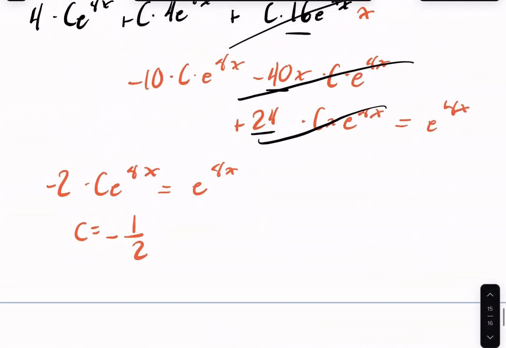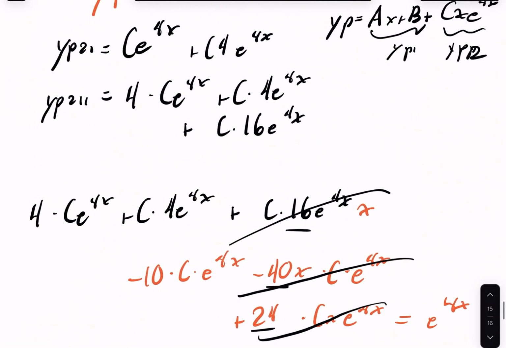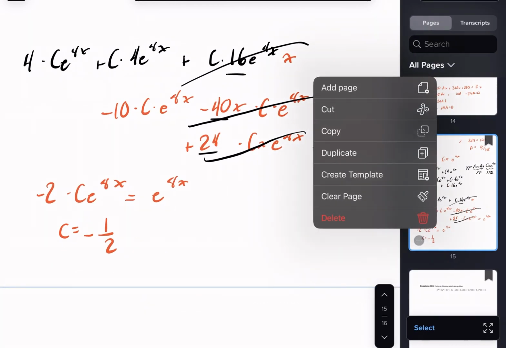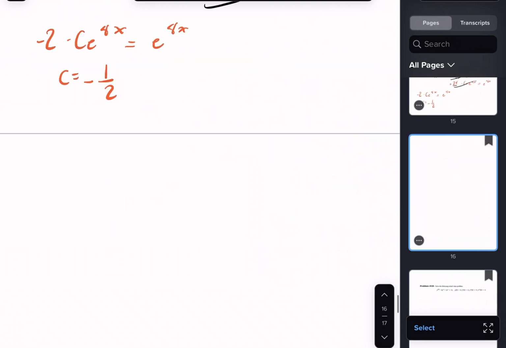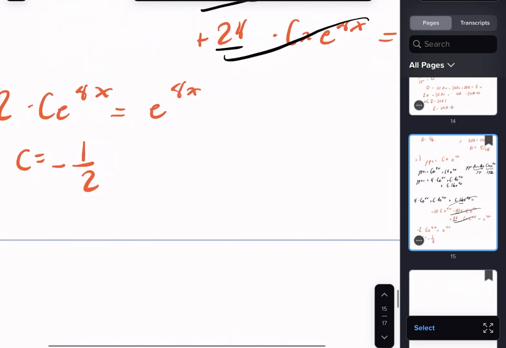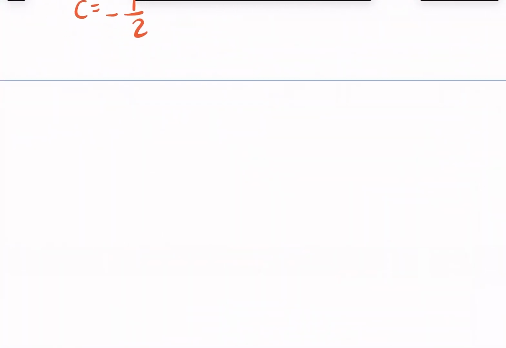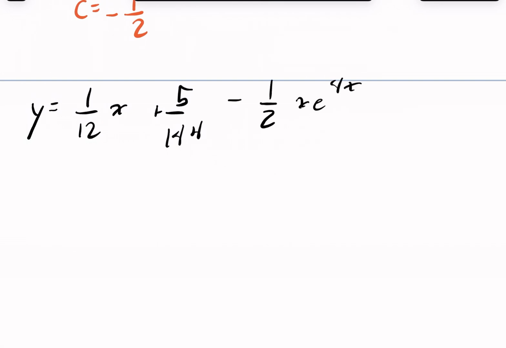And so after that, I'll continue this off just so we have a full map out, is that we start plugging in our values. Why is my iPad really slow when it does that? Okay, so we end up plugging in our values. So we get something like y equals 1 over 12x plus 5 over 144 minus 1 over 2x e to the 4x plus c1 times e to the 4x plus c2 times e to the 6x.